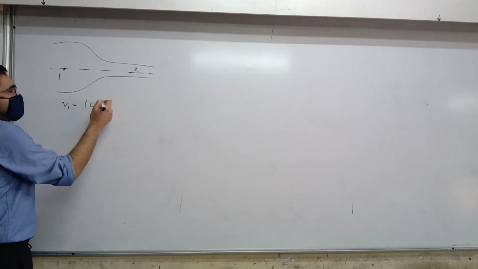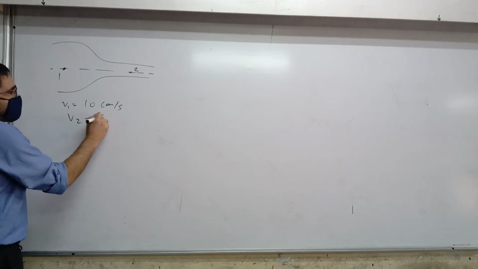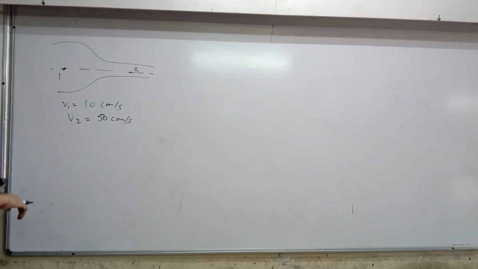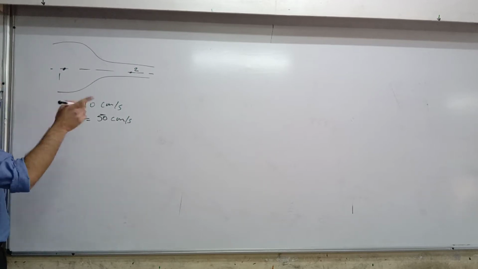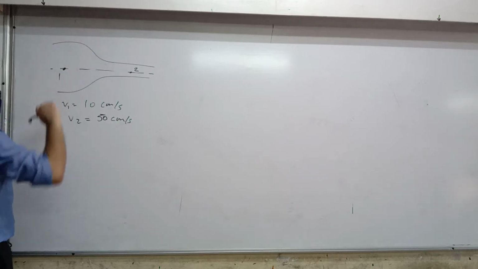V1 is 10 raised to minus 10 centimeter per second, and V2 is 50 centimeter per second. Then what do we have? Areas are given, right? Now we want to find pressure. Which is more, which is less? So first of all, let's answer that.